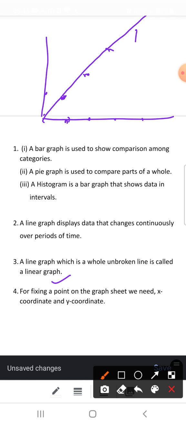It also should not be broken, like in this year you have got this, then this year you have got this, but in this interval there is no reading, there is no data, and now you are getting this kind of graph. So in this interval you see that the line has broken. Yes, so this is not included in a linear graph.